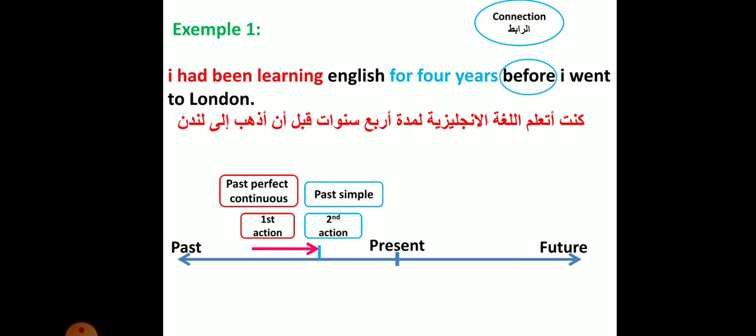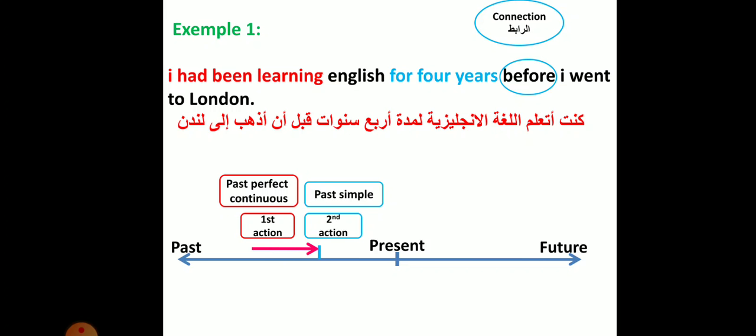The first example, I had been learning English for 4 years before I went to London. I had been learning English for 4 years. This is the first action. It is a continuous event, an ongoing event. Okay, so here we have 4 years is a long action. Okay, it indicates the duration.